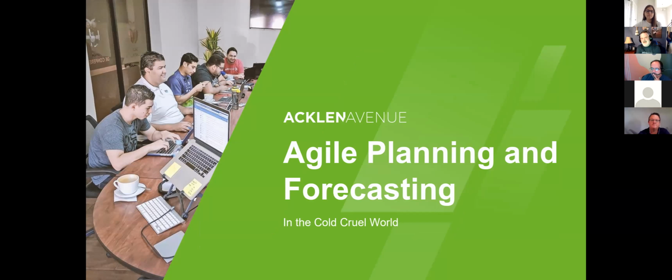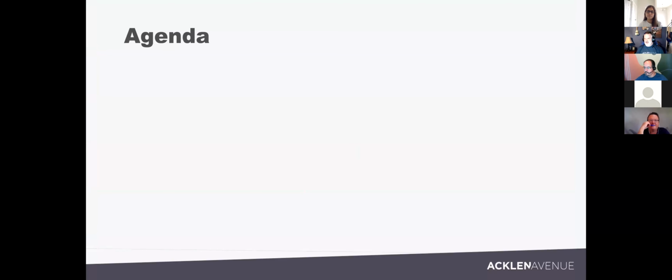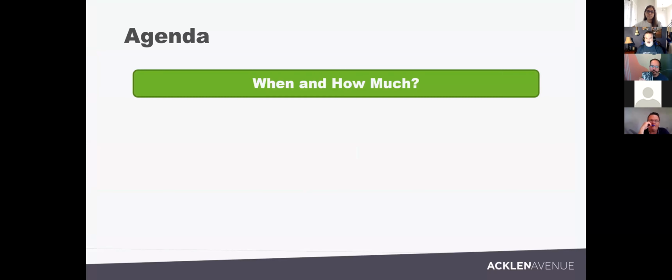All right. Thanks, everybody, for coming to our webinar. We're going to be talking about Agile planning and forecasting in the cold, cruel world. Here's what our agenda is going to be. We're going to talk about what we're really always being asked, which is when and how much, and a little bit about where that comes from and what we're actually trying to do when people are asking those questions.